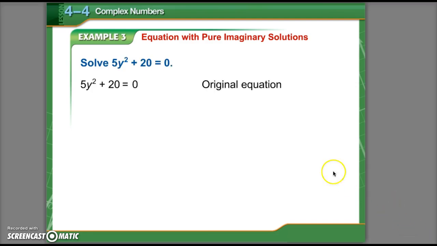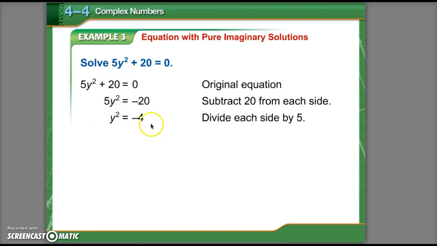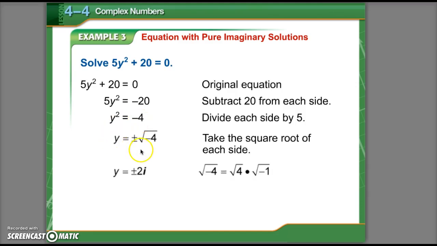So the first thing we're going to do here is bring the 20 to the other side. Then we're going to divide by 5, so we end up with y squared is negative 4. Then you're going to square root each side, so you have plus or minus. Whenever you take the square root of a number, you always say plus or minus in front of your answer.